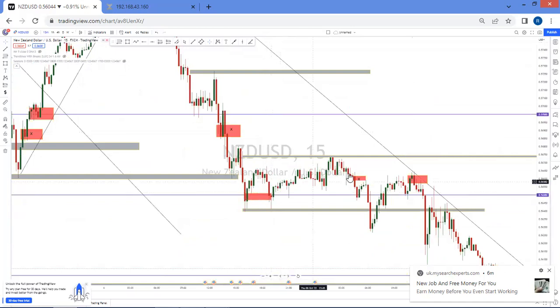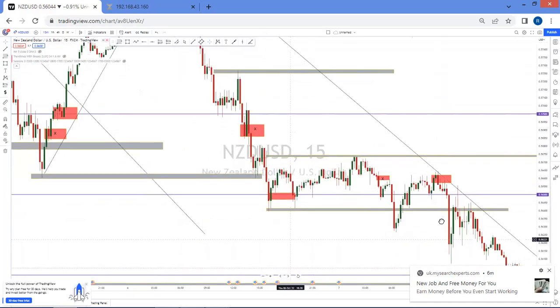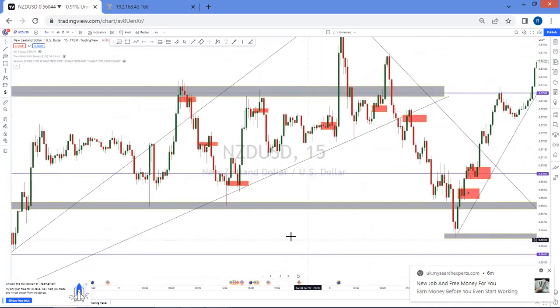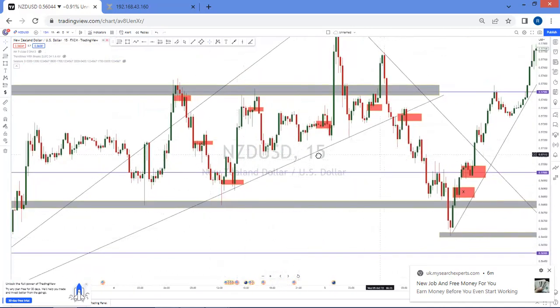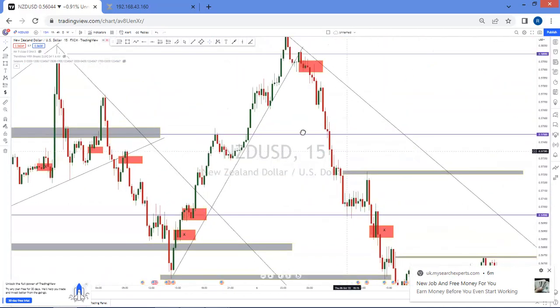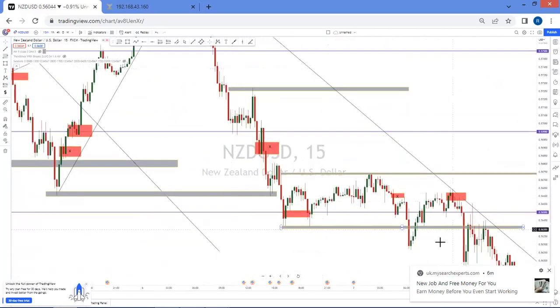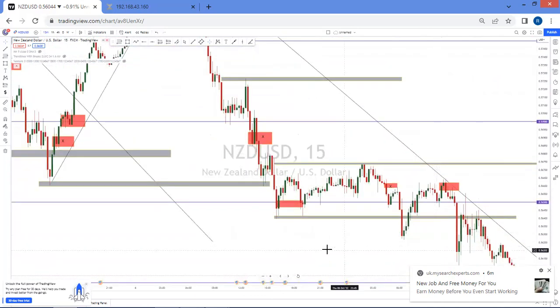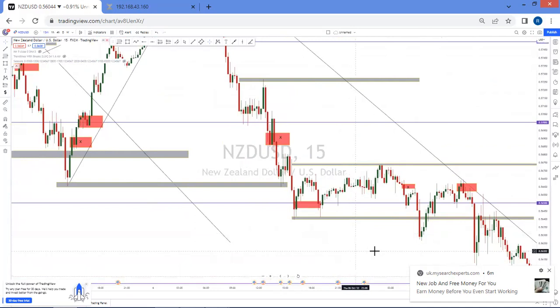11, 12, 13, 14. I had 14 trades in the market. I lost one, two, three, four, five. I lost five. Of course, so that's 9/14.